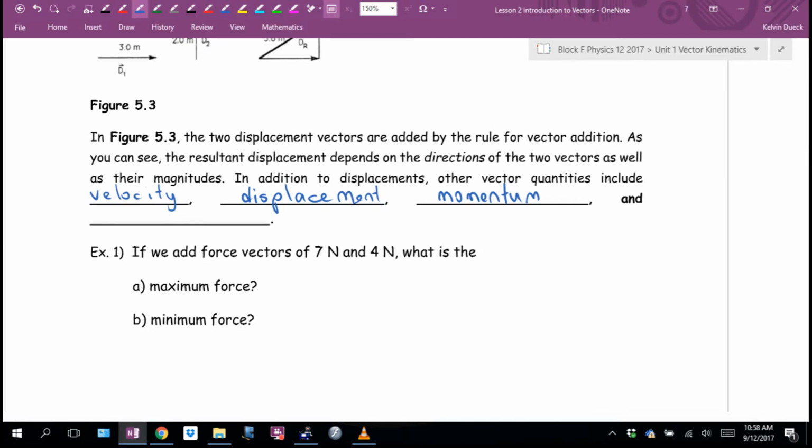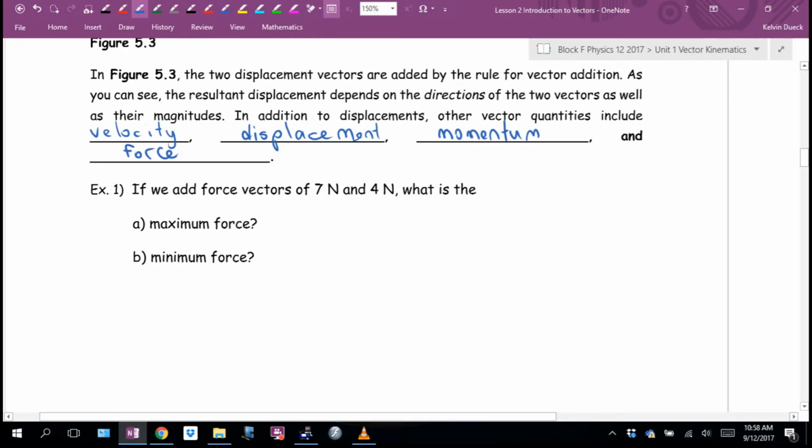What else? Force. Yeah, force. Absolutely matters which way you push on something. Taylor, if I add 7 newtons and 4 newtons, what's the maximum answer I can get? Yep, what's the smallest answer I can get? Right, because you could, in other words, 7 plus 4, same direction, 11. 7 plus 4, opposite directions, 3. 7 plus 4 at a slanty angle, every decimal in between.